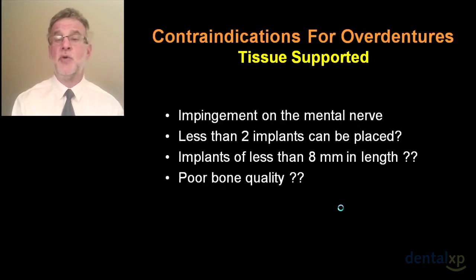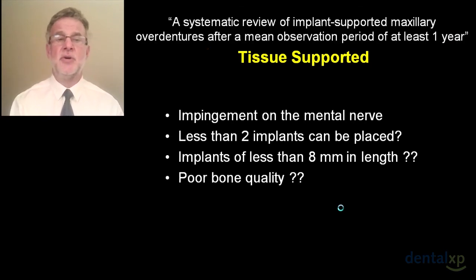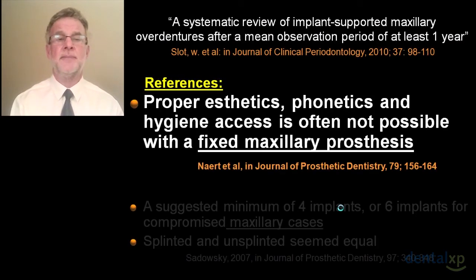Contraindications for an overdenture that's tissue supported, for example, just 2 implants in the anterior mandible, is if the patient has the posterior flanges already impinging on the exposed mental nerve. And that would be the main one where we would need a different design and more than 2 implants. Implants of less than 8 millimeters in length, perhaps. Poor bone quality, perhaps. This is less so than it was years ago with the original machined implant.